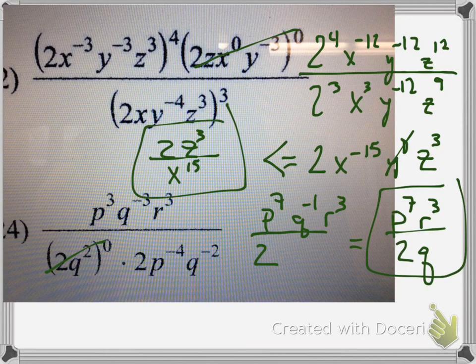So here I said, 3 minus a -4 is 7. -3 minus a -2 is -1. And then R3 is just R3. The Q -1 needs to move down, join the 2, and there you go.